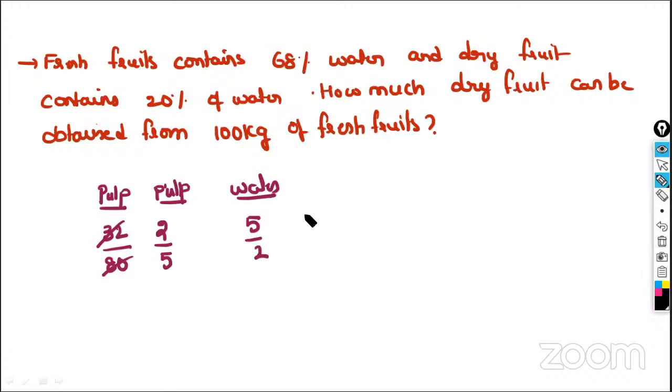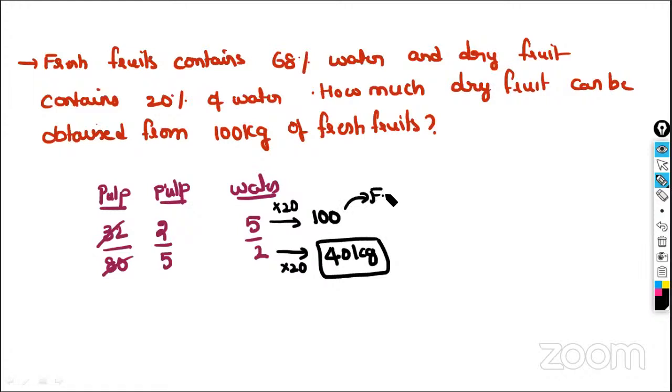Yes or no? So initially fresh fruits, 5 parts, that means 100 kg. Finally, we are getting 2 parts. That means here 20, here 20, so 40 kg. These are the fresh fruits, and these are the dry fruits. Clear, all of you?